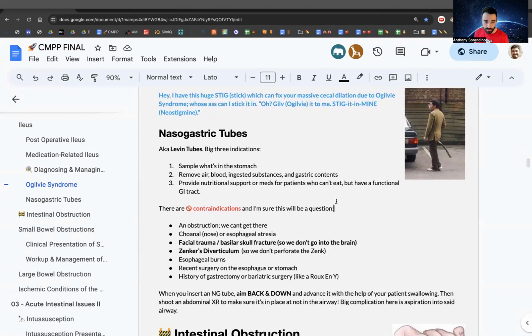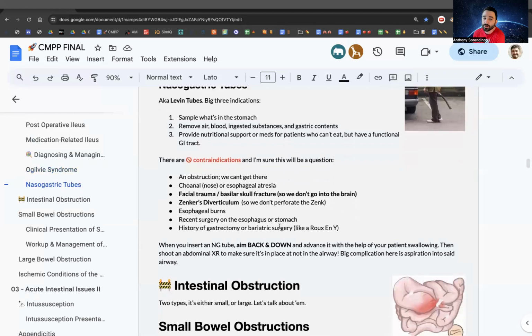Okay, an NG tube, also called a Levin tube. Big three things you can do this for. Sample what's in the stomach: hey, what's in there? Remove things: remove air, blood, ingested substances, gastric contents. And then you can put things in. You can feed, right? Nutritional support. You can give meds to people who can't eat, who have some kind of dysphagia, but they still have a functional GI tract. There are contraindications for this.